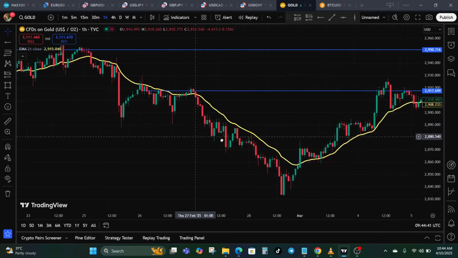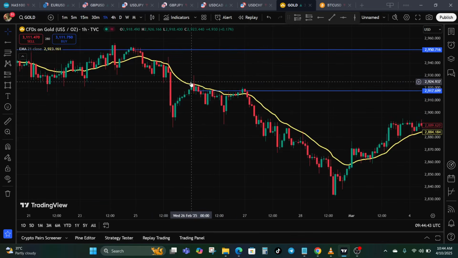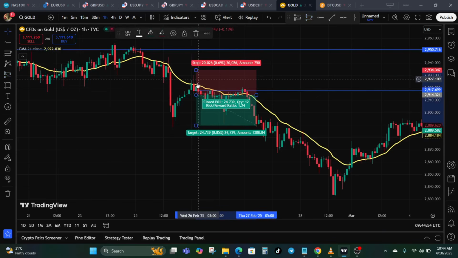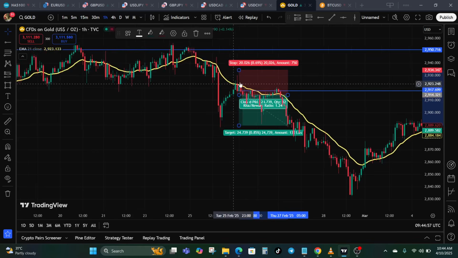So this would have been a good place to enter a sell after we had a retest of the 21 EMA and this bearish continuation pattern. So we would have entered a sell around here. After we enter the sell trade, probably around here, stop loss can be above that rejection, above that swing high, right?